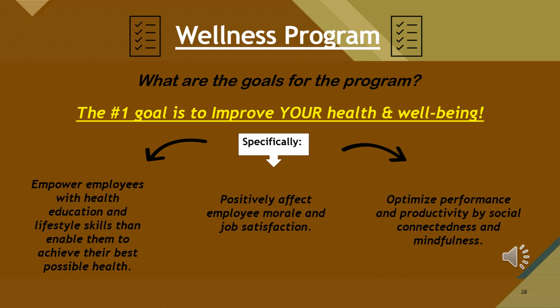Now that I've introduced what we want to do with the program, what are the goals for the program? Well, the number 1 goal is to improve your health and well-being. That is the ultimate goal of this program. It is to get you feeling right in your mind and in your body. So, empowering employees with health, education, and lifestyle skills enables them to achieve their best possible health. Specifically, we want to positively affect employees' morale and job satisfaction. And by doing that, we optimize performance and productivity through social connectedness and mindfulness.